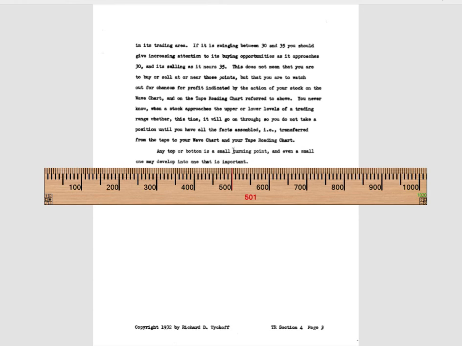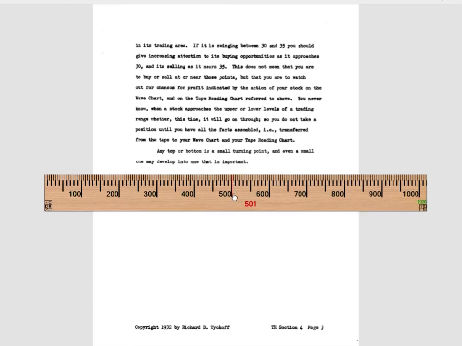Any top or bottom is a small turning point, and even a small one may develop into a more important one. So that's how he's trading ranges. He's looking for volume decreasing at resistance as price goes to resistance, and then watching the tape reading chart along with his wave chart. I'll see how much of this I want to do, because it's a little bit complicated, especially his tape reading chart, and his explanations are not that great. And also, you need some type of order flow chart, so that can be constructed.